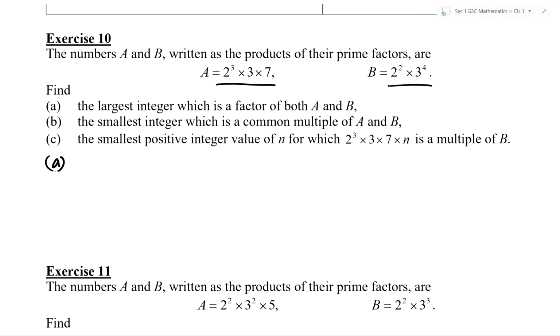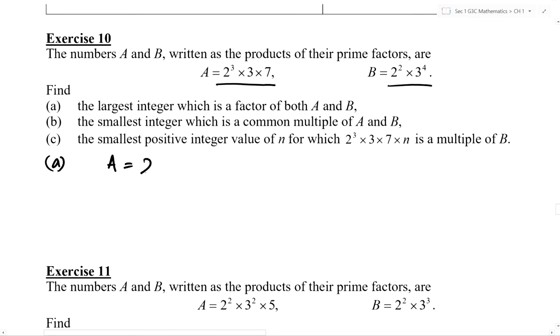That's it. Find the largest number, which is a factor of both A and B. A and B are quite large numbers. I want the largest factor for both of them. What am I trying to find? Is it HCF or LCM? A common factor for both A and B. It must be HCF. Okay? So now we are ready to write down.